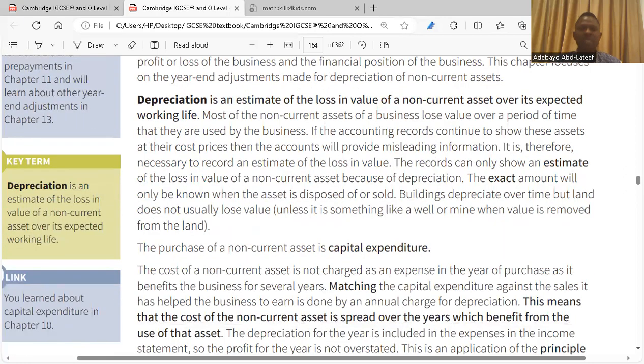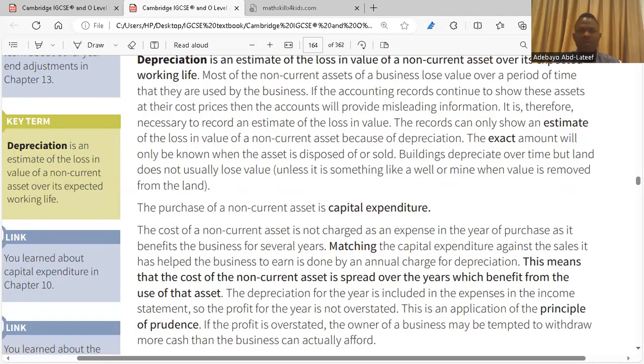Depreciation is an estimate of the loss in value of a non-current asset over its expected working life. The working life is called the economic life. So the lifespan of that non-current asset or piece of equipment, how does it start losing value? That is what depreciation is going to talk about. So we are calculating the loss in its value over its economic life. I think it's clear. Yeah. Okay.